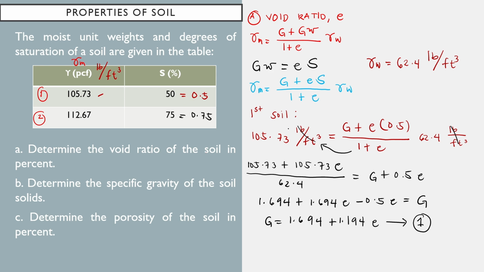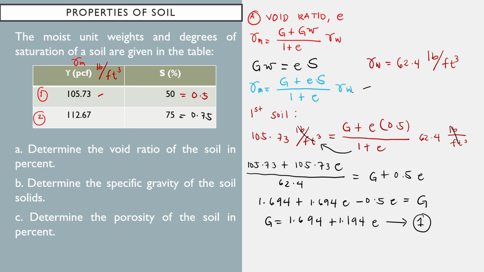So, dito ilipat na lang natin ito. So, yung 75%, gawin natin 0.75. Ayan. So, second soil. Isalpak ulit natin sa formula natin, yung gamitin ulit natin. Isalpak natin itong mga unit weight.